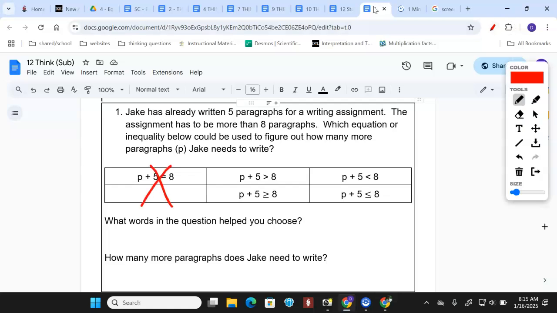So the next thing to talk about is how many more paragraphs does he need to write? Well, if the whole thing needs to be more than 8, he's already written 5.